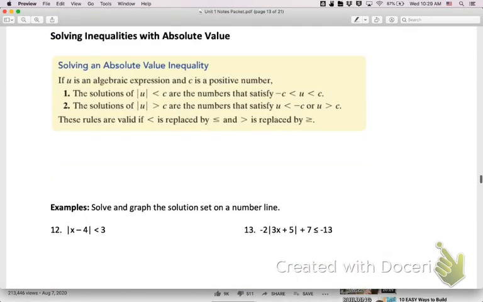So recall when we talked about absolute value before that absolute value represents a distance.